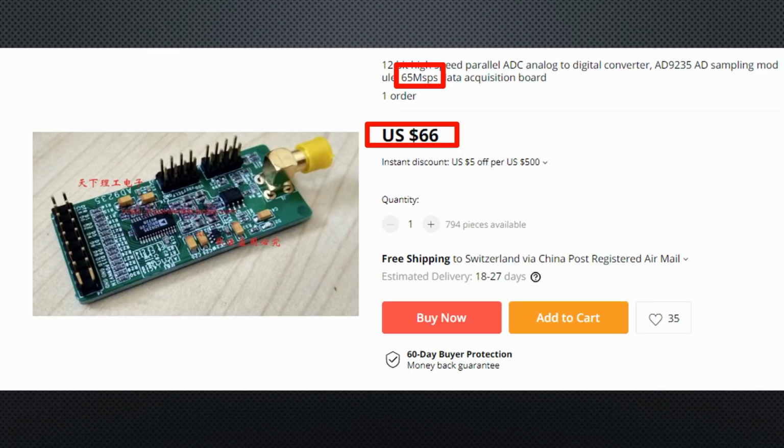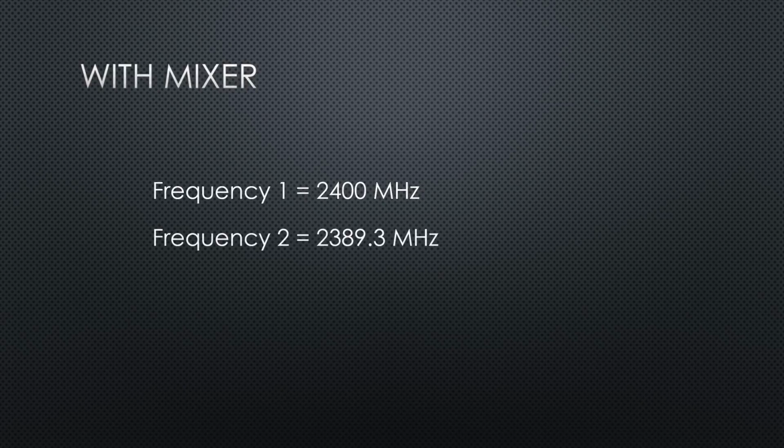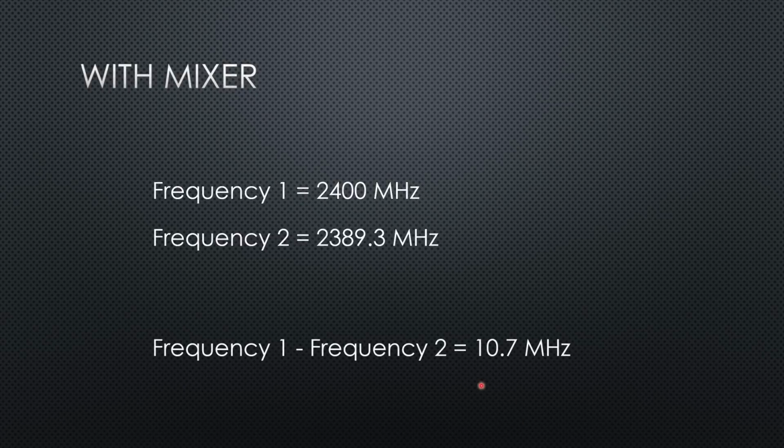But we can learn from analog radios. We also can use a mixer to reduce the frequency. For our Wi-Fi signal, we could, for example, use a local oscillator frequency of 2389.2 MHz. Then we again would get 10.7 MHz. Very good. No matter which frequency, we can get it down to 10.7 MHz. This reduces the cost of our ADC already a lot.